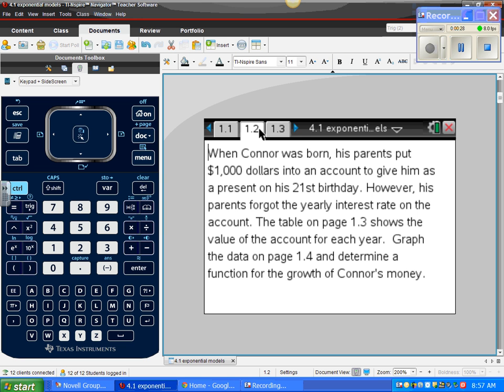All right, so next page. When Connor was born, his parents put $1,000 into an account to give him on his 21st birthday. However, his parents forgot the yearly interest rate. So on the table on the next page, I have all of the values of the amount in the account as the years go on. From these values, we're going to determine an equation that represents his interest rate and how his account acts over the years. Are you ready?